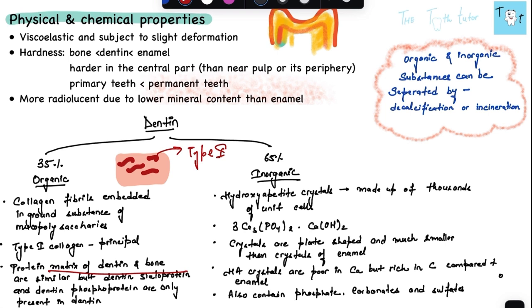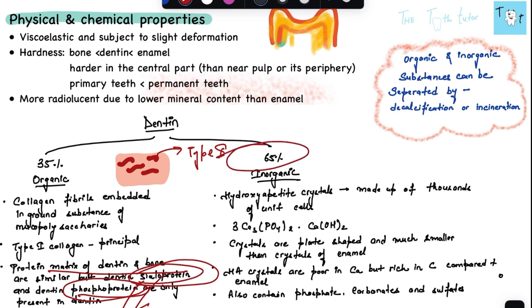So dentin has a matrix similar to bone, but sialoprotein is only present in dentin. Sialoprotein and phosphoprotein are only present in the dentin. They are not present in bone. Everything else might be a bit similar, but these proteins are only present in dentin.